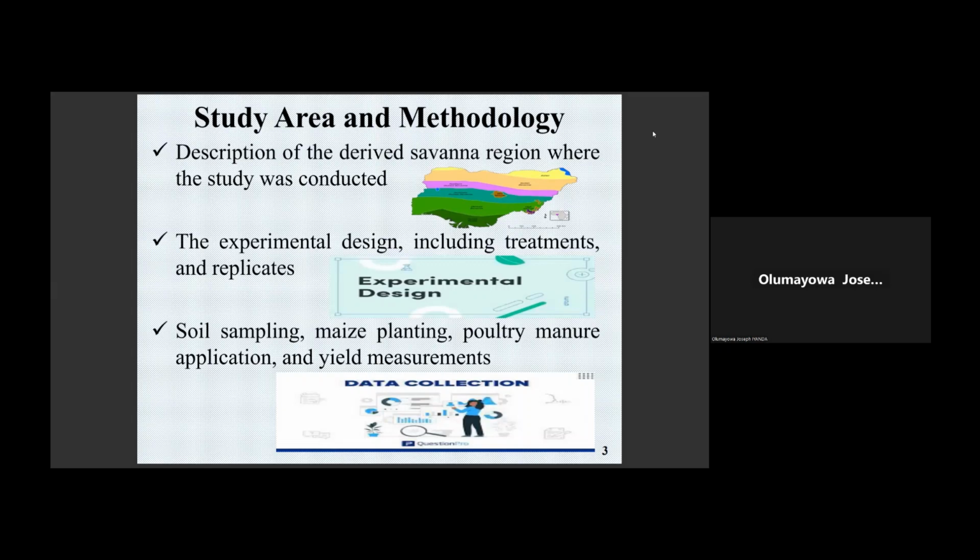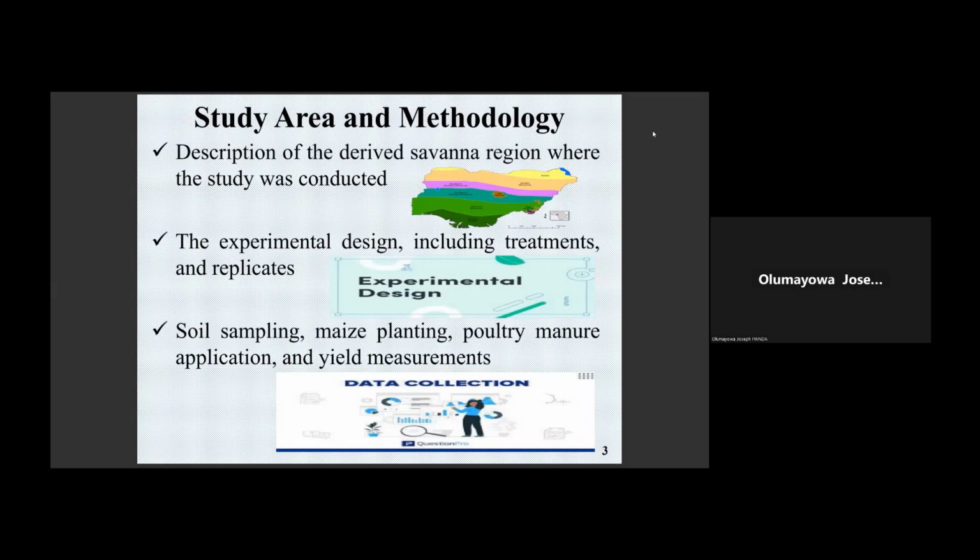What is the significance of this study? Why did we choose this region for this research? For its agricultural potential, to conserve the environment, for sustainability, and also for climate resilience.